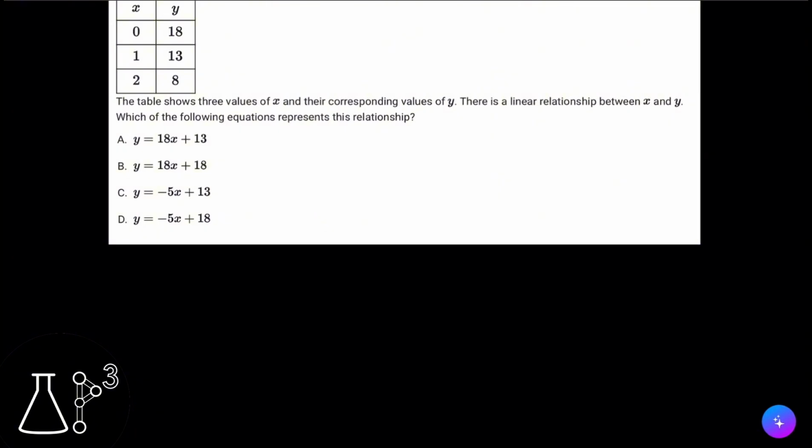So what does that mean? Let's look at it. We have (0, 18). Remember, because x is 0, this is the y-intercept. Let's look at the second point, (1, 13), and then (2, 8). There's a little pattern: as x is increasing, y is decreasing. What I want to look for is the ratio of how much y is decreasing when x increases by 1.